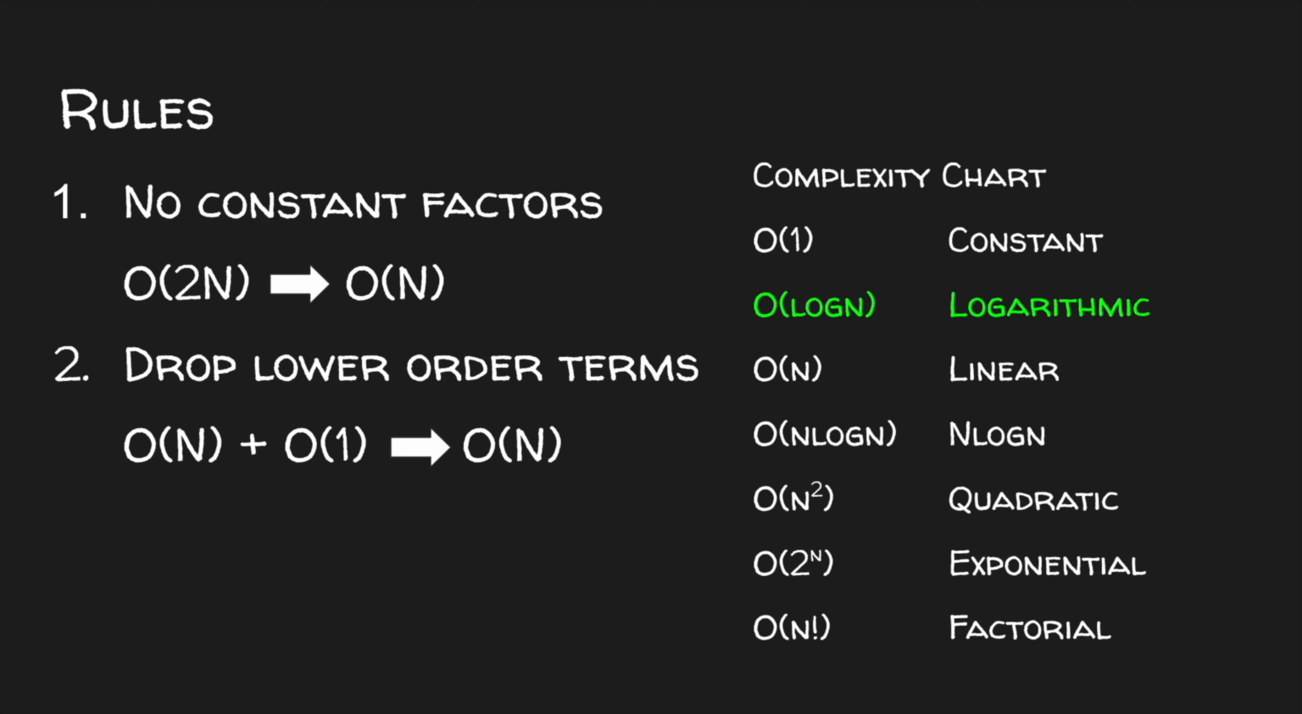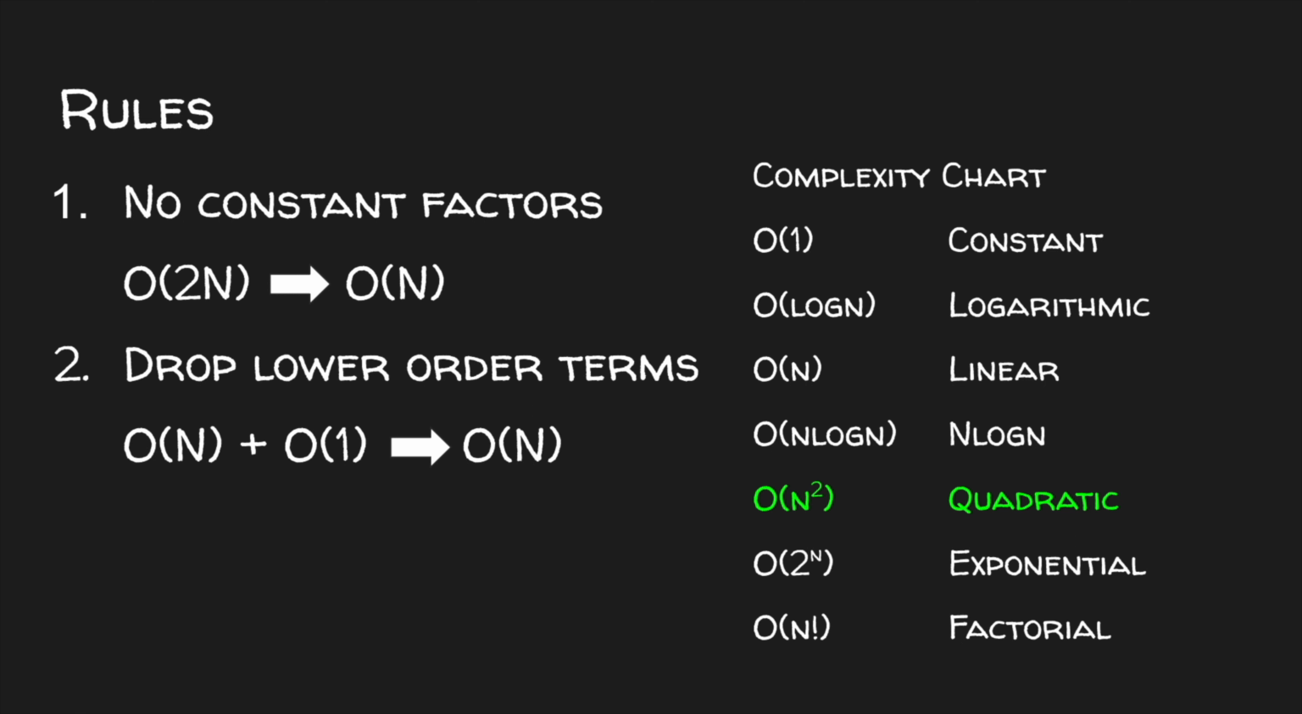O of n is called linear time, since the runtime is directly proportional to the input size n. O of n log n is just called n log n. This occurs when we have log n iterations or levels of recursion, and in each iteration or recursive call, we perform O of n amount of work. O of n squared is called quadratic time. We see this often when we have two nested loops.